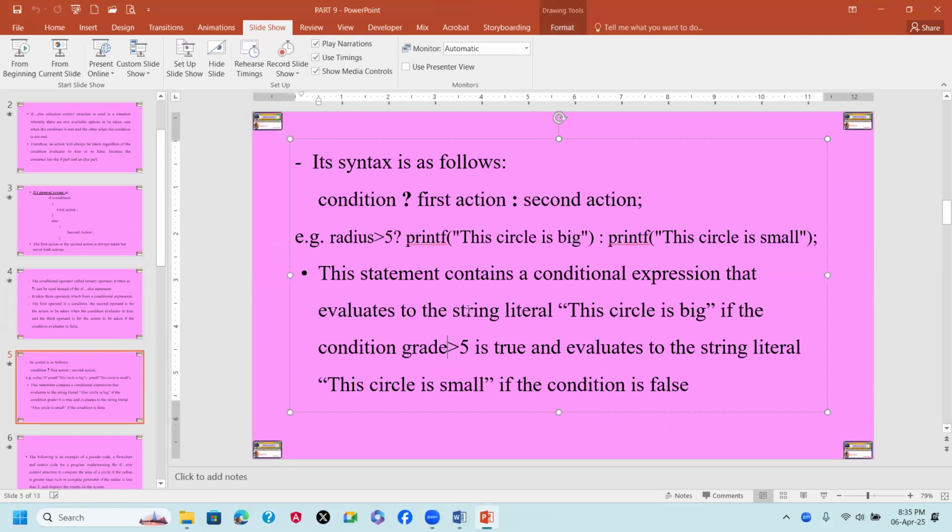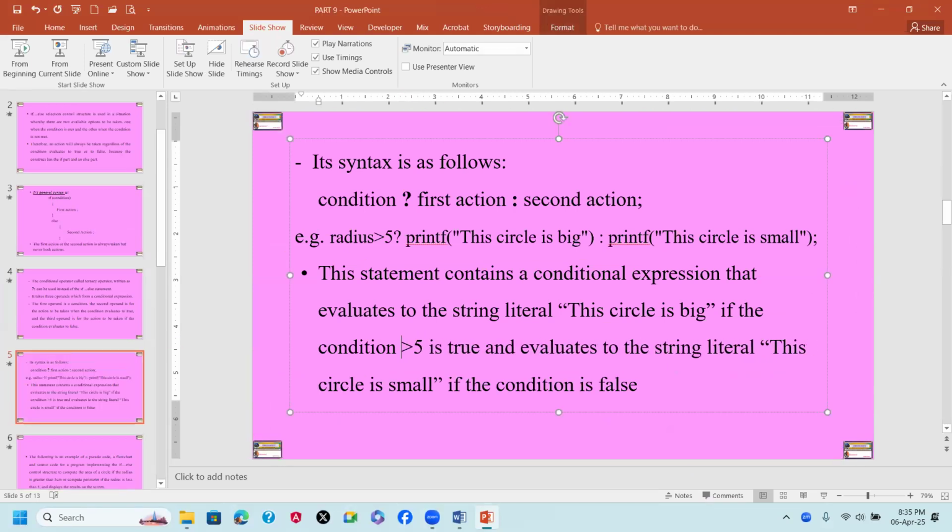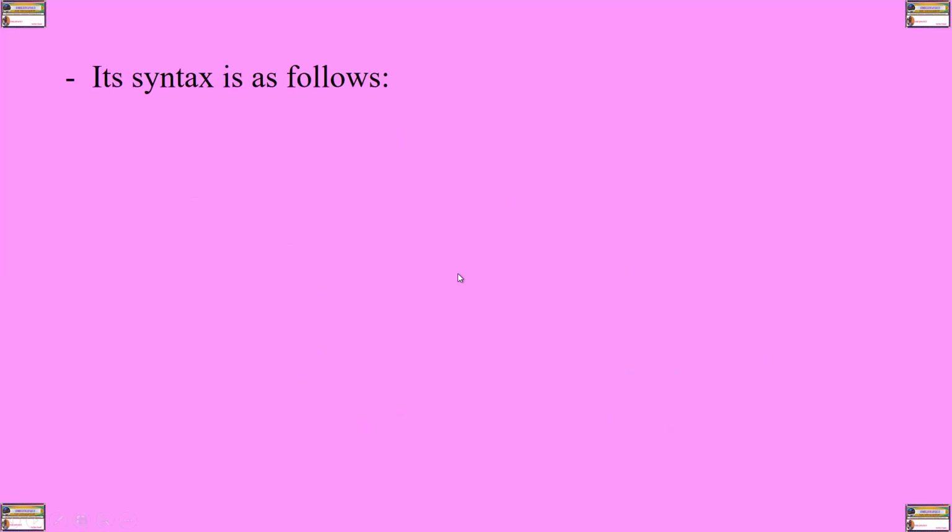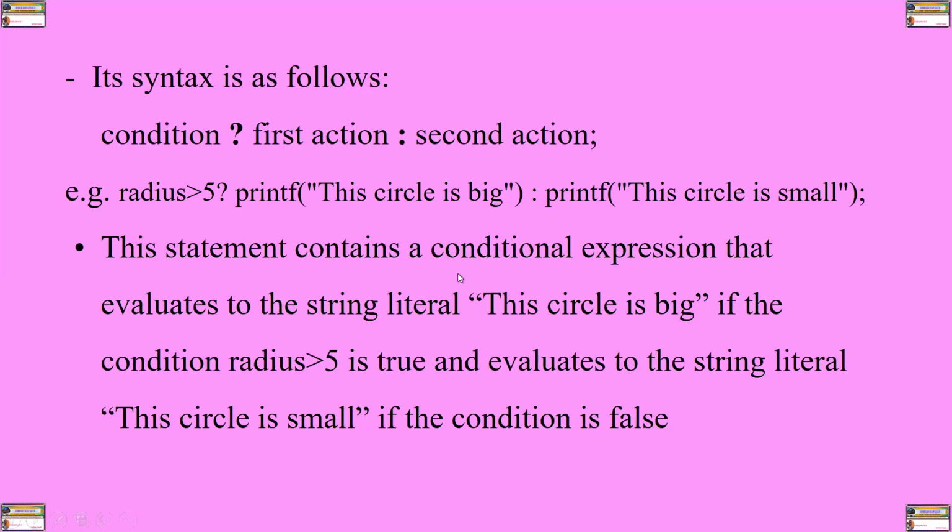Remember, you can always make your correction. The variable is supposed to be radius and not grade. Remember, if you are writing a program, you declare a variable, for example, called radius, but when you come to checking the condition, you check using a different variable name, there will be an error. So you have to rectify, as I have done.